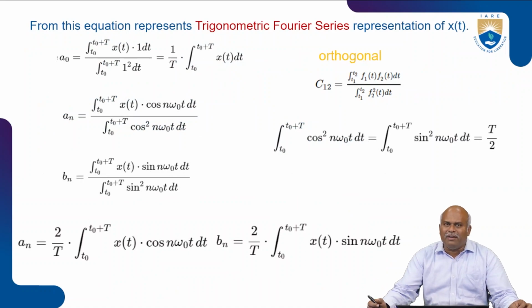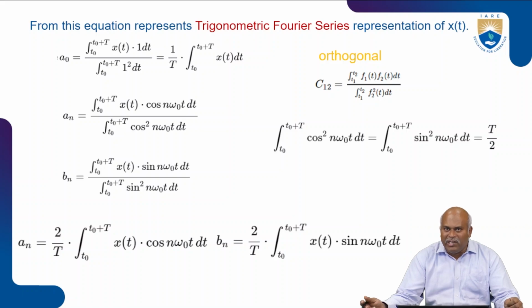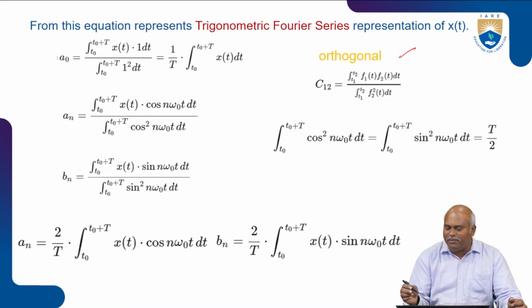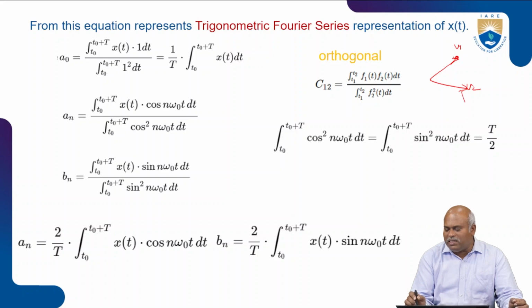After that, we have a0, an, and bn, which are represented as the trigonometric Fourier series coefficients. We need to calculate these coefficients using the condition of orthogonality. Now, we studied orthogonality in signal analysis. If we take the signals as two different vectors, one represented as V1 and the other as V2, both have different directions. These lines I represent as vectors.